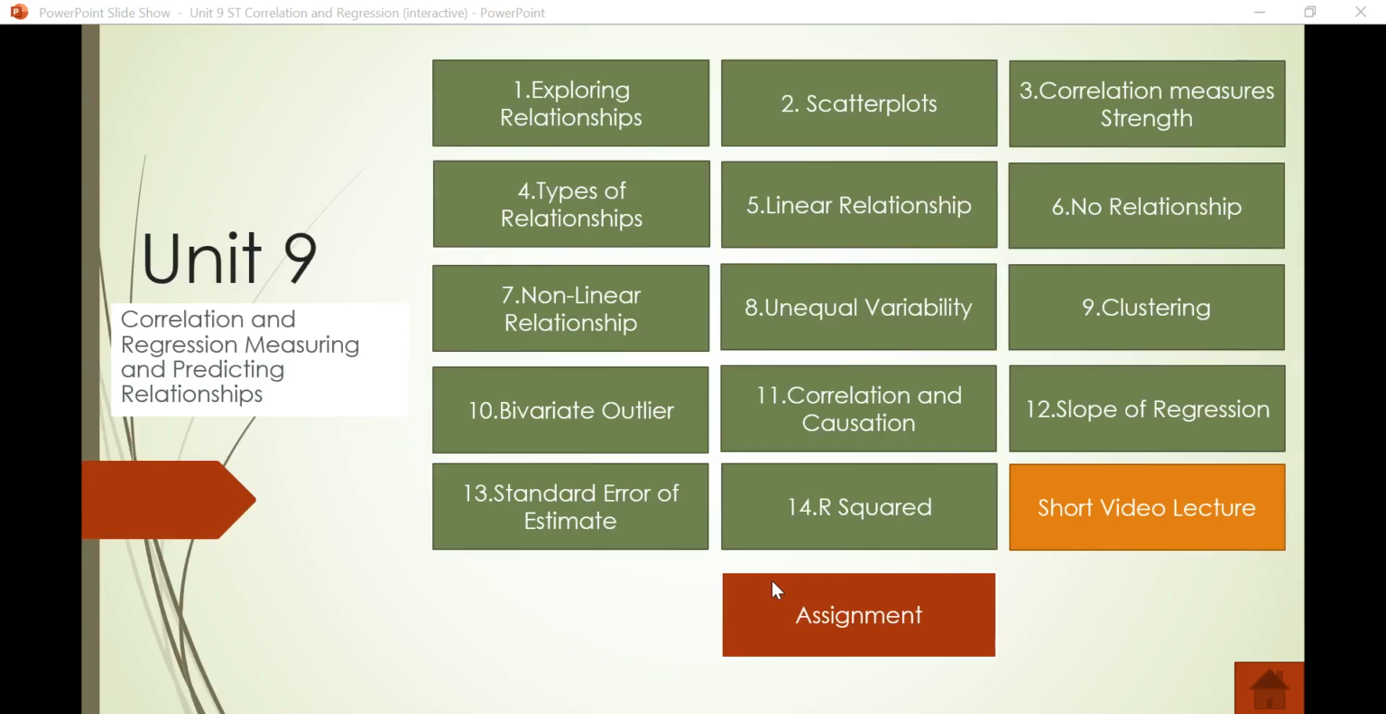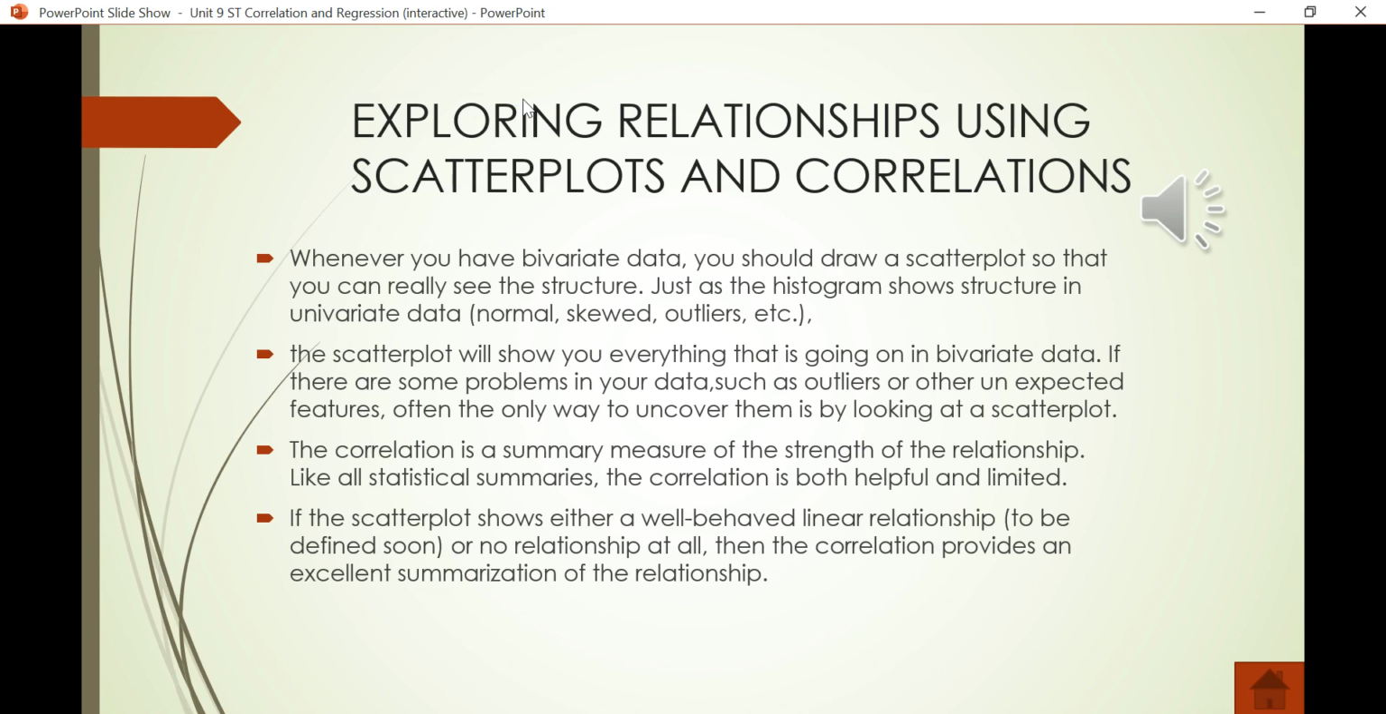Hi everyone, welcome to unit number 9. In unit number 9, we're going to be exploring correlation and regression, and measuring and predicting relationships between two variables. So let's start this lesson with exploring relationships.